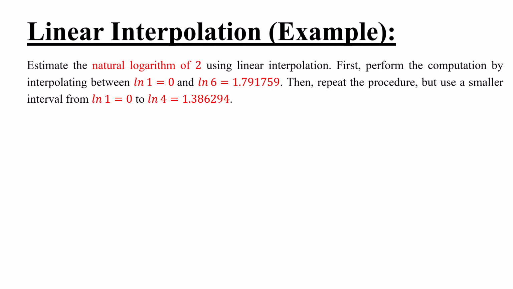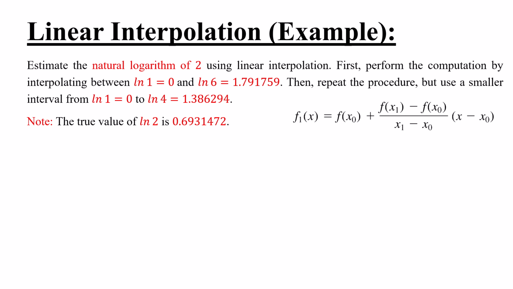So the idea is that we have 2 points. First we apply between 1 and 6, then we apply between 1 and 4. We are interested in calculating the logarithmic value of 2, which is not available in our data set. So how do we do that? First we calculate the true value, and the true value is 0.6931472.